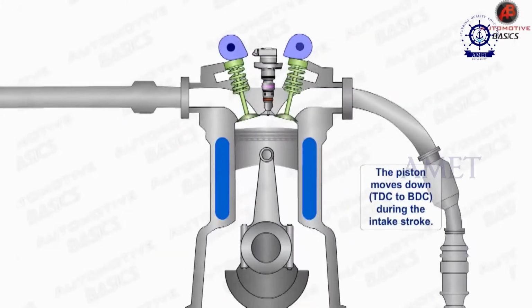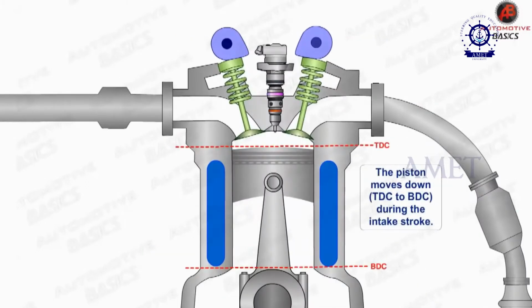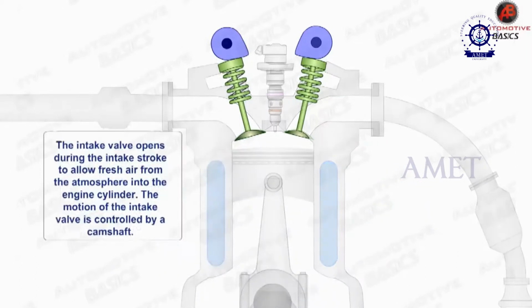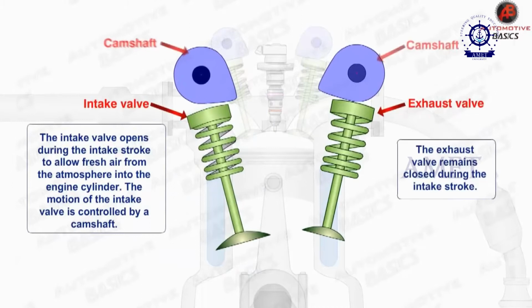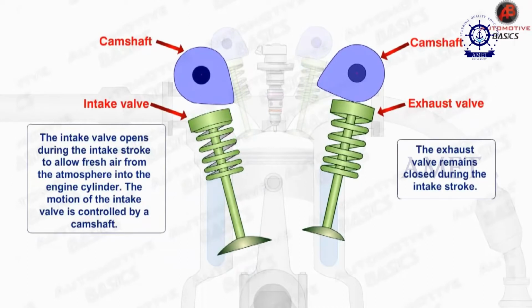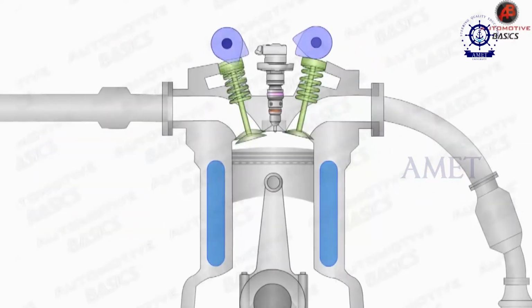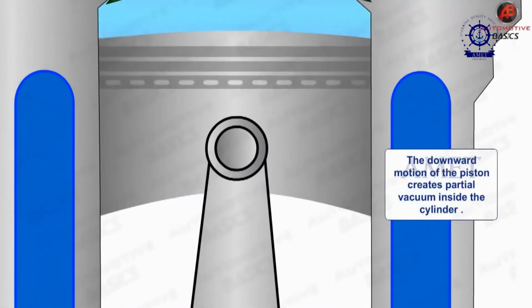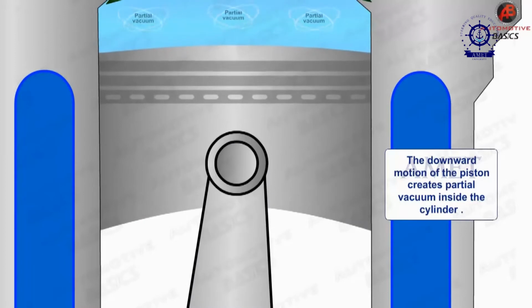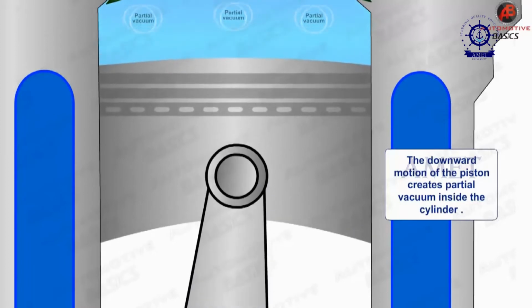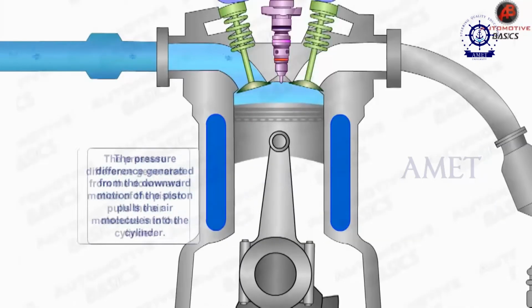First stroke is the suction stroke. Due to the partial vacuum created inside the engine cylinder, air from the outer atmosphere enters the engine and the piston moves from top dead center to bottom dead center. You can see first the cam pushes the inlet valve. As soon as the inlet valve opens, air from the outer atmosphere passes through the air filter, and from the air filter it enters the engine.